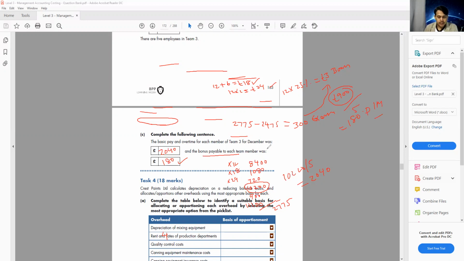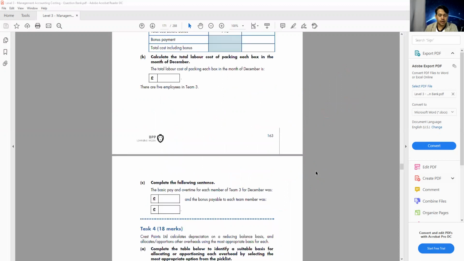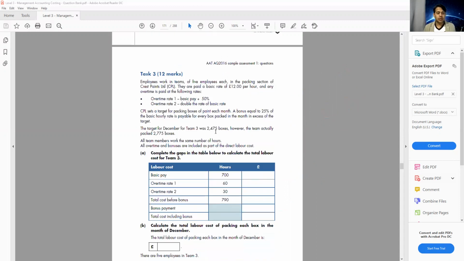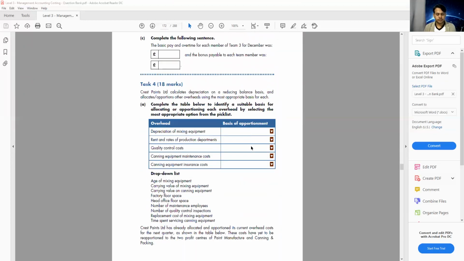Okay, so I think this is still not difficult, so you can do that. You can solve this question and you can have this mark. It's a very common question in the exam. I've seen this question come in the exam so many times. So you can make sure there will always be a question on labor cost in the exam.